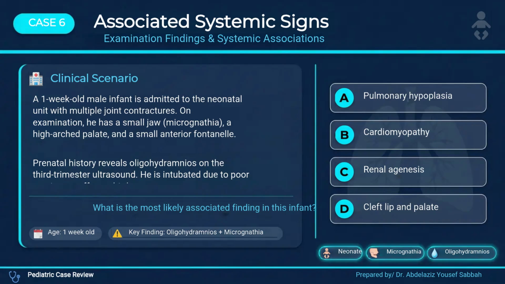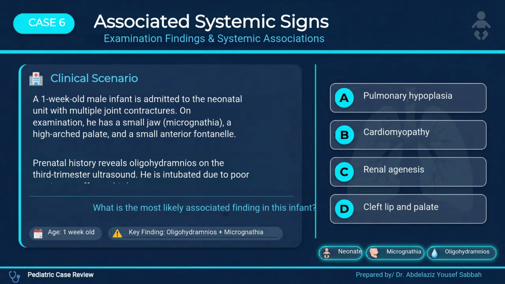Case 6. A 1-week-old male infant is admitted to the neonatal unit with multiple joint contractures. On examination, he has a small jaw known as micrognathia, a high-arch palate, and a small anterior fontanelle. Prenatal history reveals oligohydramnios on the 3rd trimester ultrasound. He is intubated due to poor respiratory effort at birth. What is the most likely associated finding in this infant?